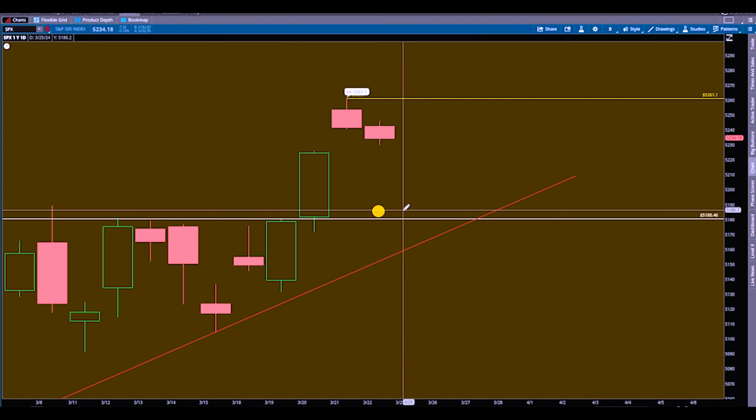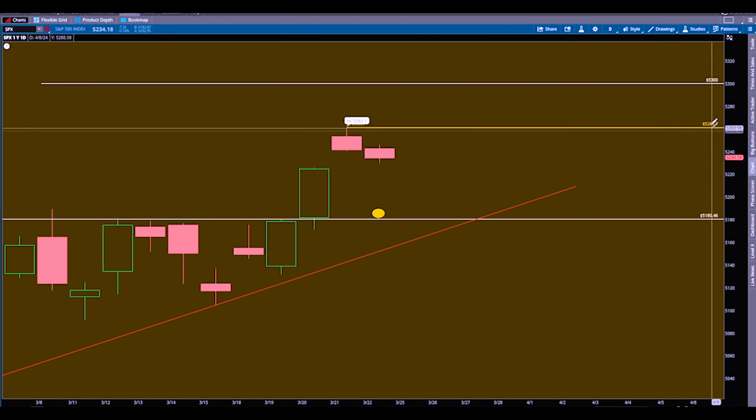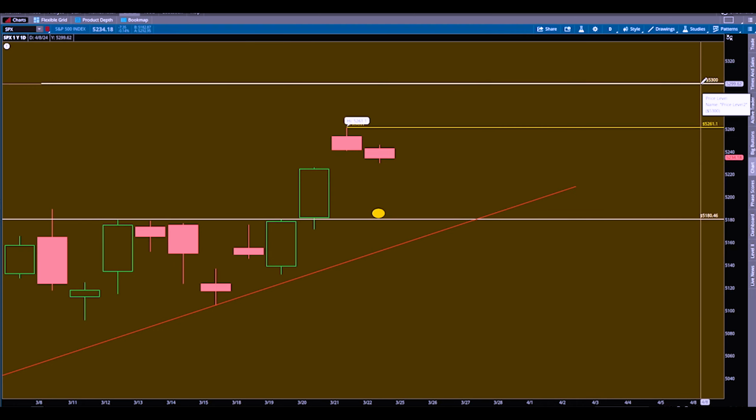What I'm going to be looking for, as far as rejects go, I don't have anything until we get up here to this whole psych number, that 5,300. I would possibly give that a try for a put entry or some ES shorts. We'll see what it looks like when we get a little closer to that area.